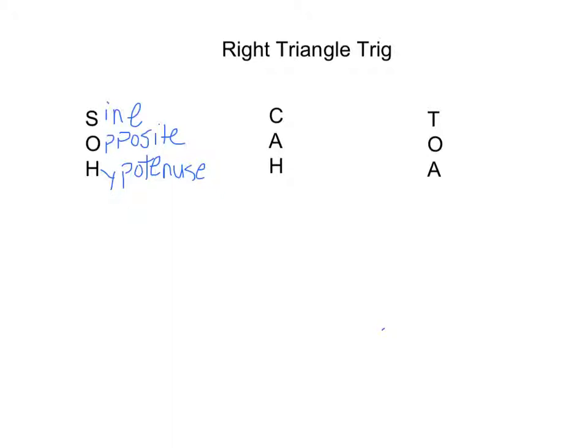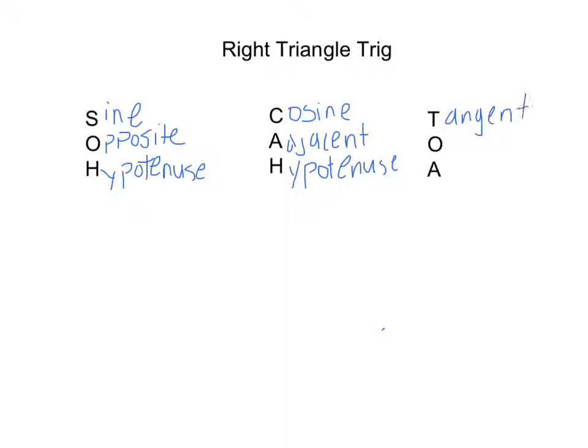Alright, then we also had cosine. And cosine was the ratio of the adjacent side, so the side that is next to that angle, over the hypotenuse. And then T stood for tangent, and tangent was the ratio of the opposite side, I'm just going to abbreviate them now, opposite over adjacent.